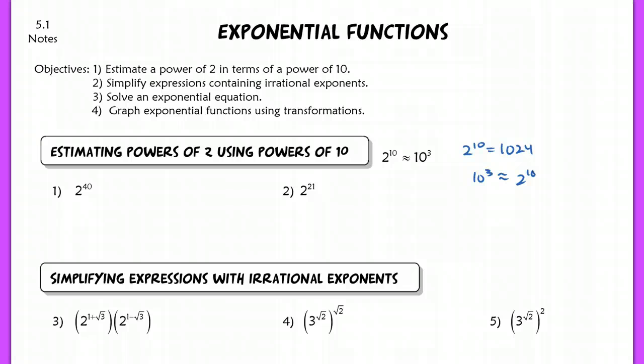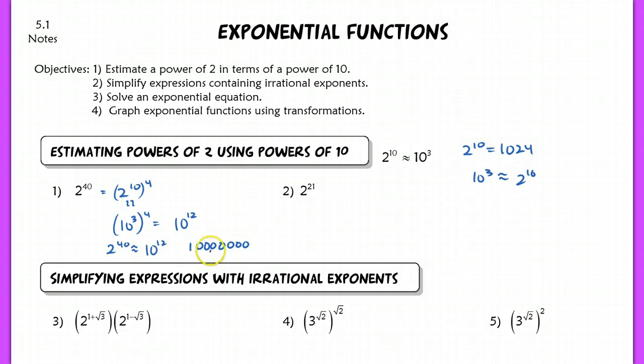So for 2 to the 40th, I can rewrite this as 2 to the 10th raised to the 4th power. That's equivalent. Now for 2 to the 10th, I'm going to use substitution and say that's approximately 10 to the 3rd power. So I can rewrite this as 10 to the 3rd to the 4th power, which is equal to 10 to the 12th. So 2 to the 40th is approximately 10 to the 12th power, which is 1 followed by 12 zeros.